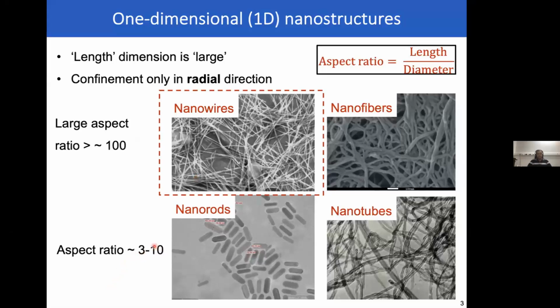If the aspect ratio is smaller, you would call them nanorods. You have nanotubes. They are also one-dimensional structures, but they're not so long. We are interested in nanowires, and ideally we want as large an aspect ratio as possible because this gives us really good transparency.